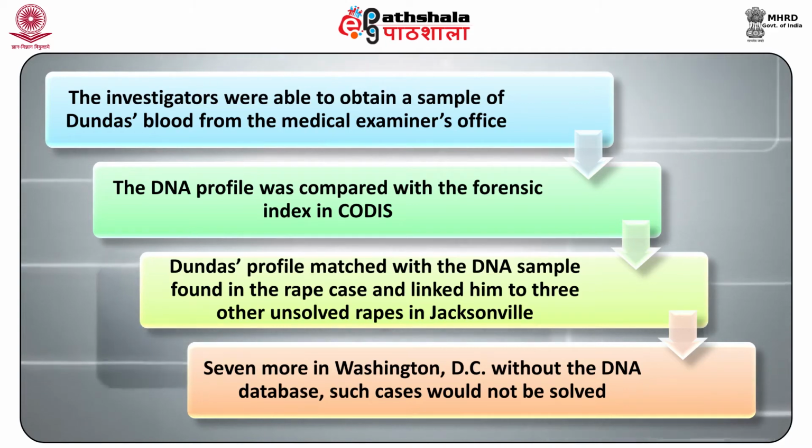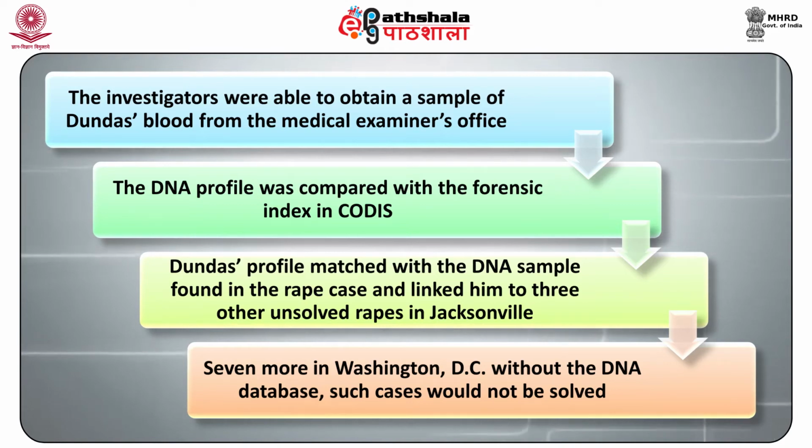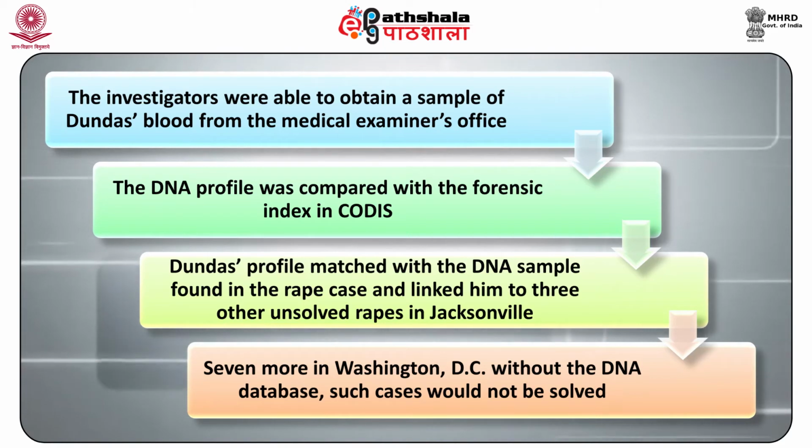Surprisingly, investigators found that Dundas' profile matched with the DNA sample found in the rape case and linked him to 3 other unsolved rape cases in Jacksonville and 7 more in Washington, D.C. Without the DNA base, such cases would not have been solved.